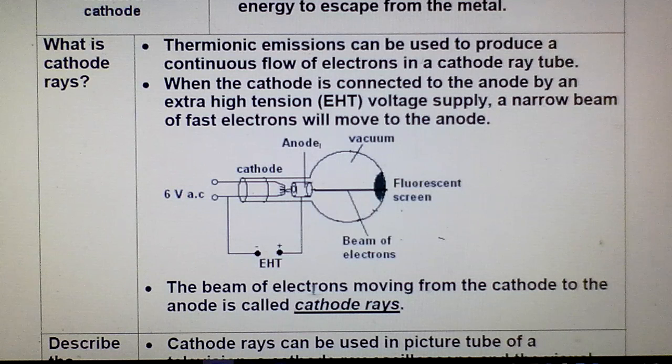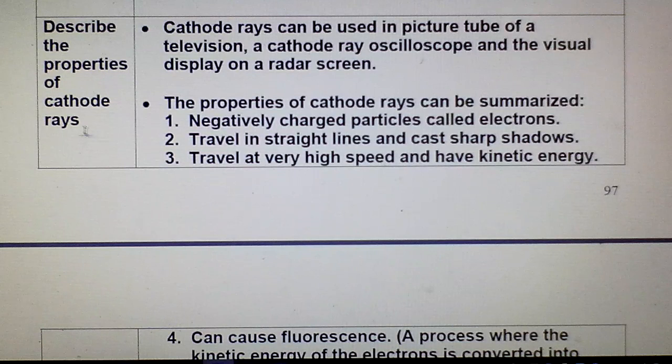Now we want to discuss the properties of cathode ray. As we know, cathode ray is formed by a beam of electrons, so it will show all the properties of electrons. Properties of cathode ray can be summarized as, number one, negatively charged particles called electrons travel in a straight line and cast sharp shadows, travel at very high speed and have kinetic energy. The very high kinetic energy depends on the electrical potential energy supplied, the EHT. It can cause fluorescent effect.